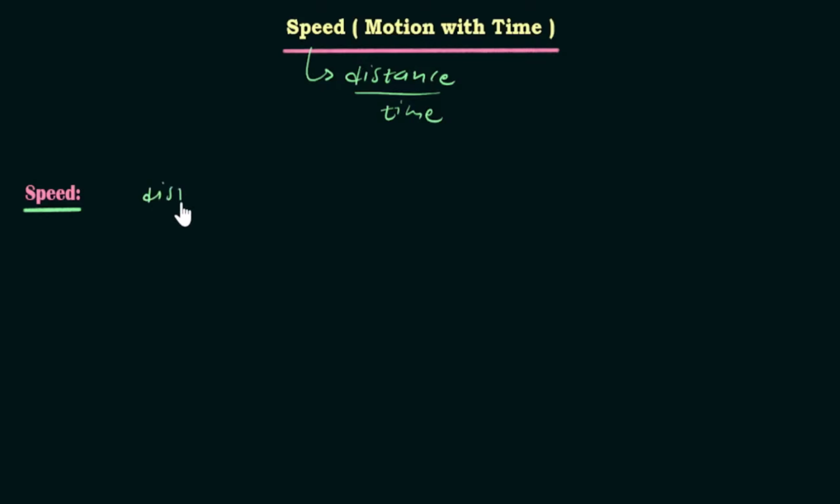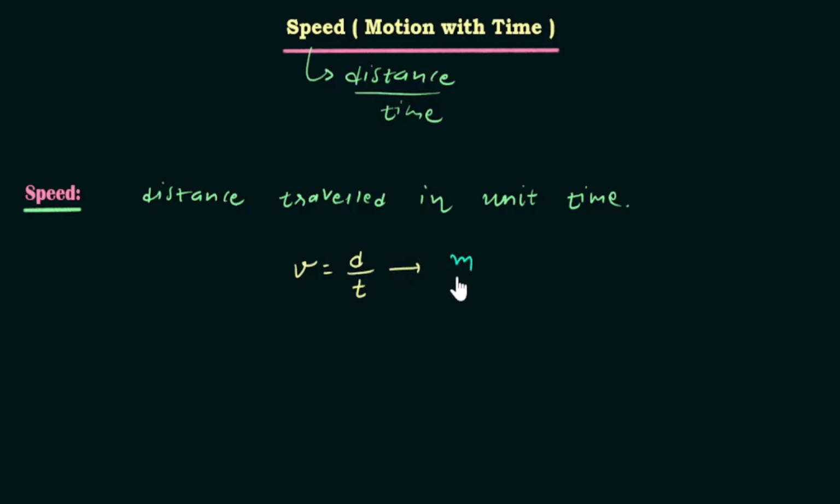Here we can easily define speed: distance traveled in unit time is known as speed. The symbol of speed is basically taken as v, which is distance d divided by time t. The unit of distance is meter, and the unit of time is second, so meter per second is the unit of speed. Also, the dimensions of this quantity will be M^0 L^1 T^-1.